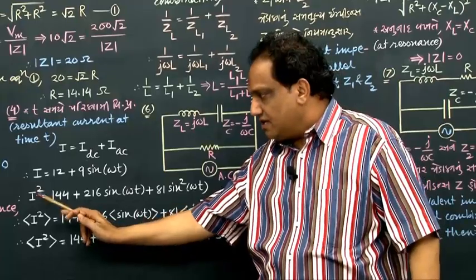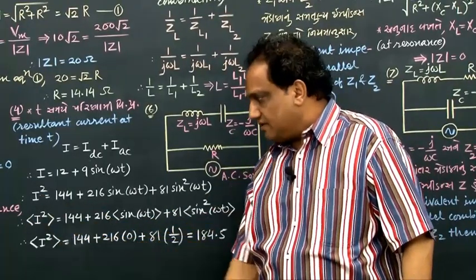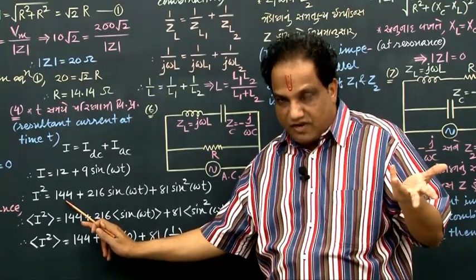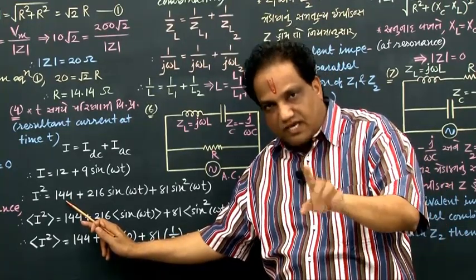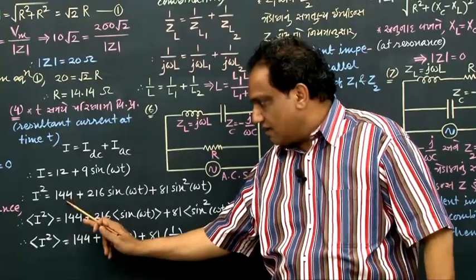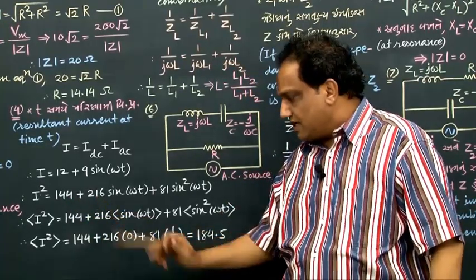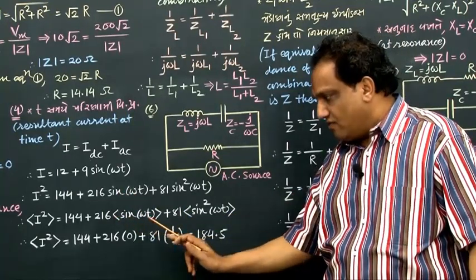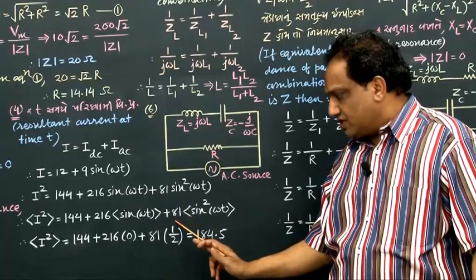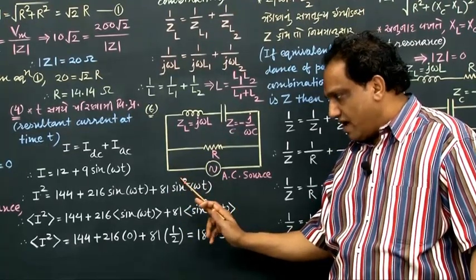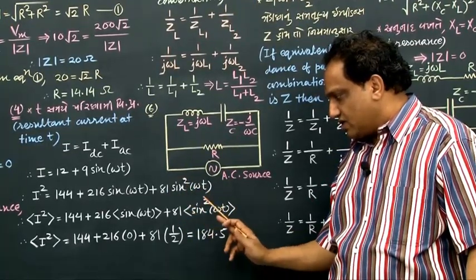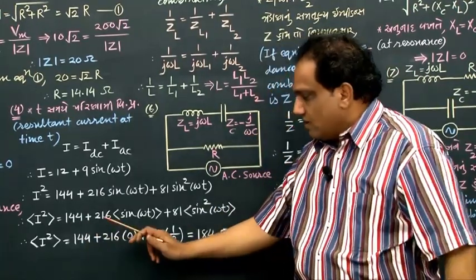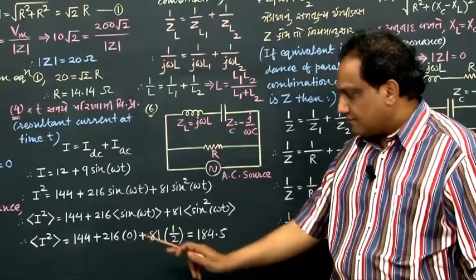When you take average here, you can write average of I square, but 144 is a constant value. There cannot be any average. Whenever any constant term is there, you just leave it as it is. 216 also as it is, average of sine omega t, plus 81 is constant, average of sine square omega t. 144 as it is, 216 also as it is.